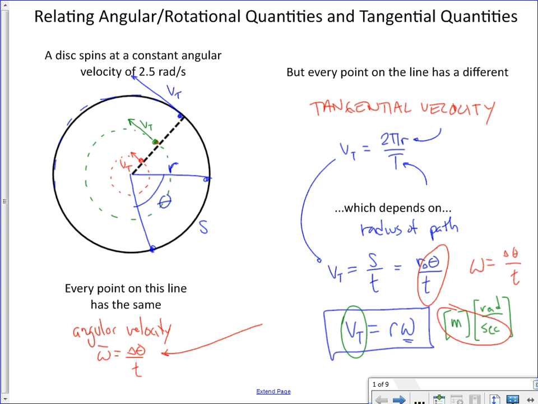The radians just disappears because it's not actually a unit. Okay? Fair enough?